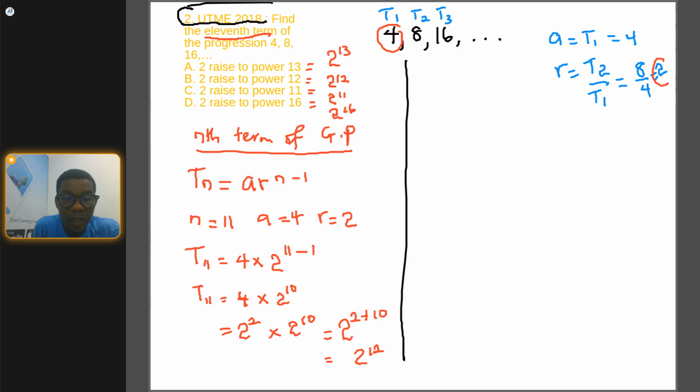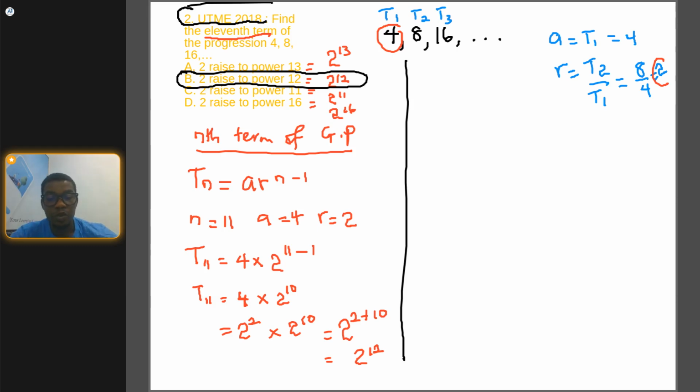So option B will be the correct answer for this question: 2 raised to power 12. So the 11th term of the sequence given to us is 2 raised to the power of 12. 2 raised to the power of 12 is the answer. I believe this is clear to you.